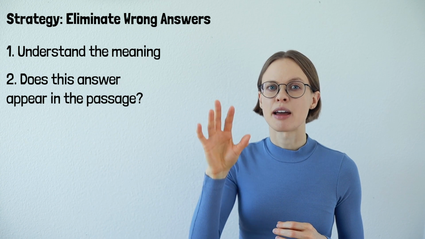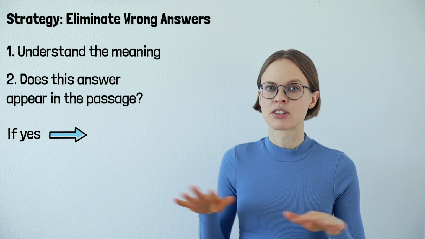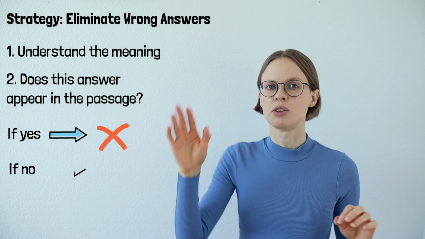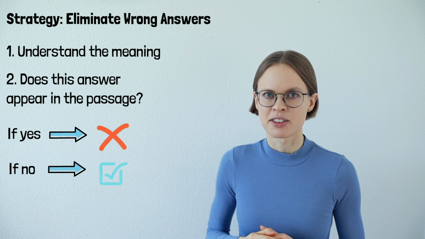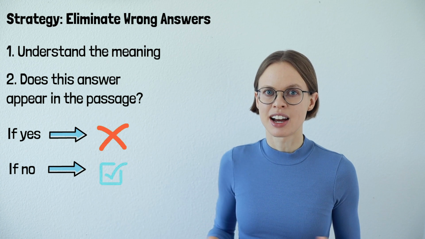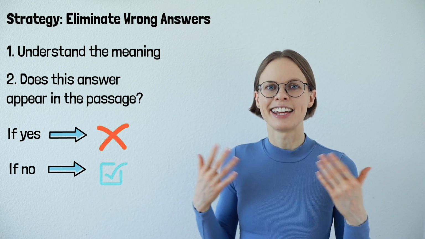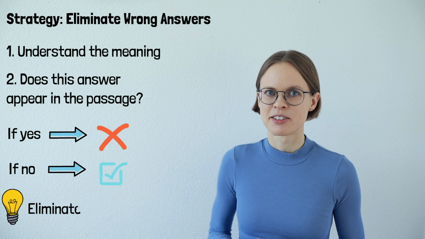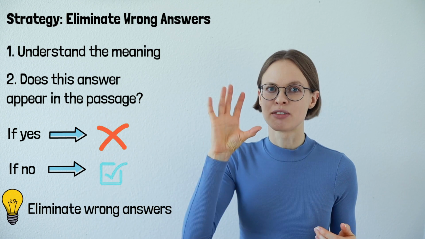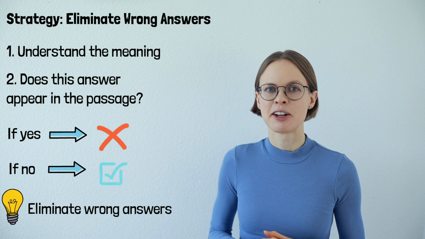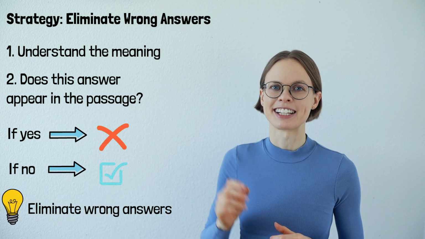If the answer appears in the passage, it's wrong. You don't choose it. You go on and you check the next answer. And you do this for every answer. And this way you can eliminate the wrong answers, because these are the answers that you found in the passage, and then you know which one is the correct answer.